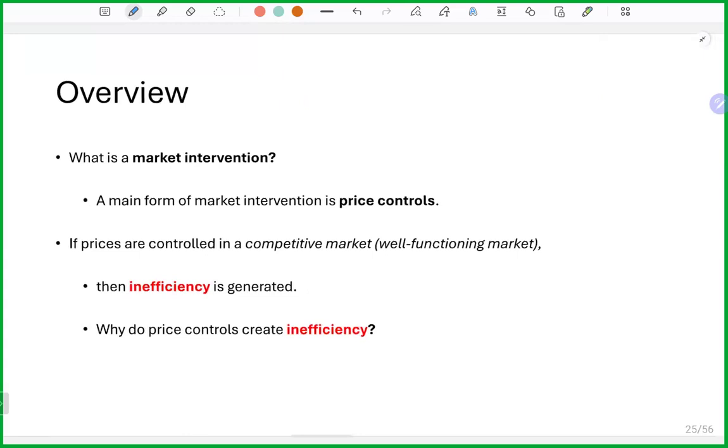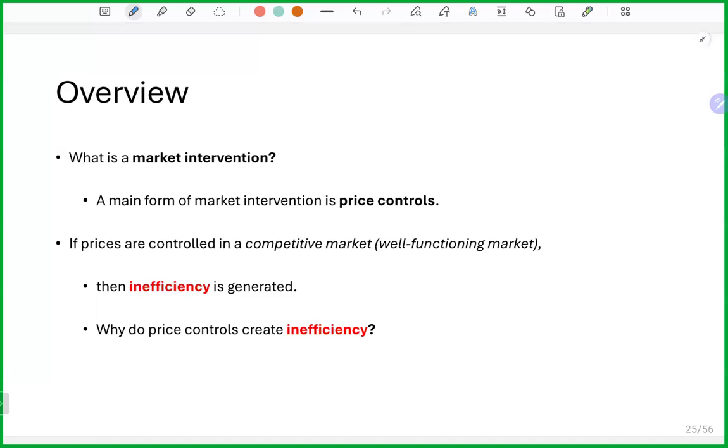What is a market intervention? A main form of market intervention is price control. They directly control the price. If prices are controlled in a competitive market, we'll understand that inefficiency is generated. So markets are doing well, and government intervenes in the market, and inefficiency is generated. And then government is actually making things worse. The question is, why does the government intervene in the market even when they know that inefficiency is generated?